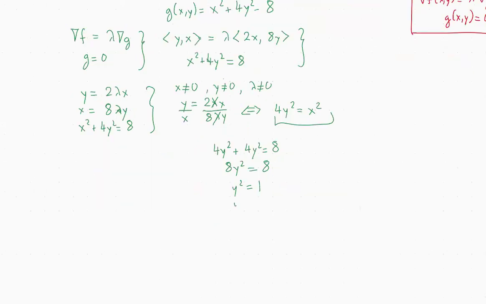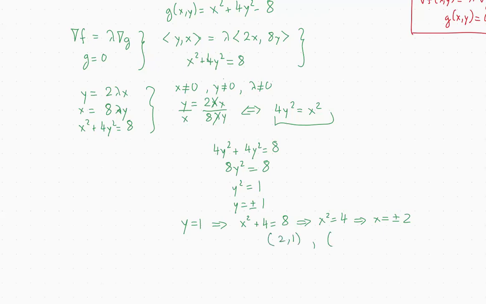And let's see, so if y is 1, then plug it into the constraint equation, and you will get x squared plus 4 is equal to 8, which implies that x squared is equal to 4, which implies that x is equal to plus or minus 2. So we get 2 points from here, the points 2, 1, and negative 2, 1.